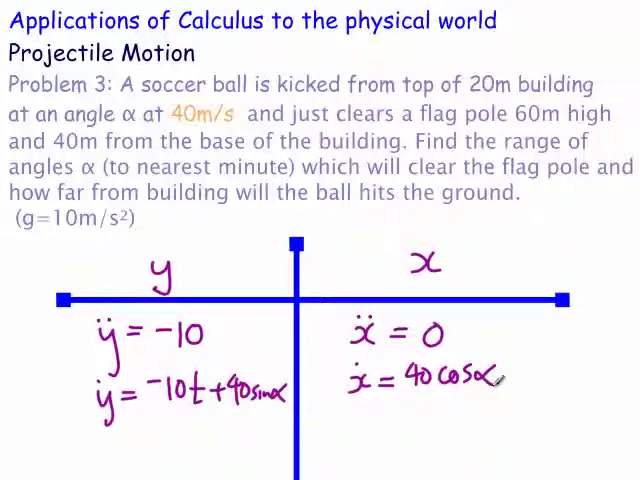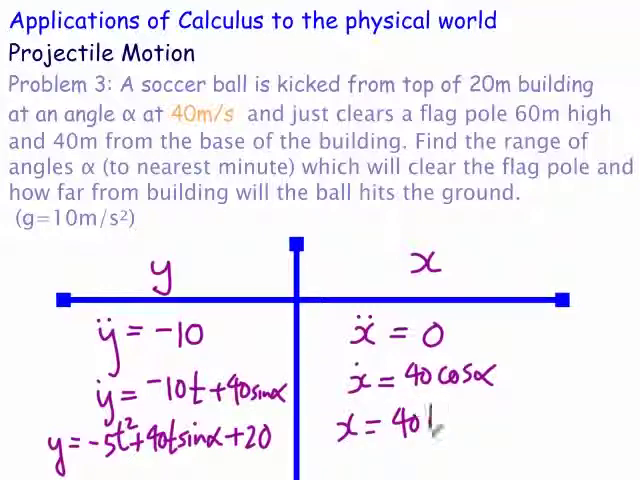Then we integrate again, and we get y is equal to minus 5t squared plus 40t sine alpha, plus the initial displacement of y, which was 20 meters up on the building where we're kicking the soccer ball from. The initial displacement for x is just 0, so we get x equals 40t cos alpha plus 0. Here we have the equations which govern the motion, and we need to work out how we're going to find these alpha angles, which are going to vary.